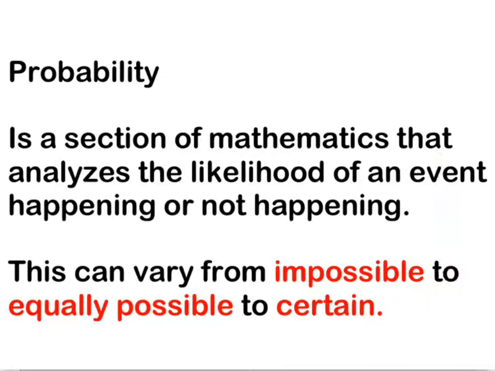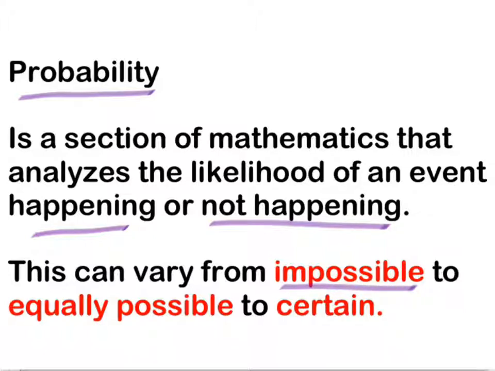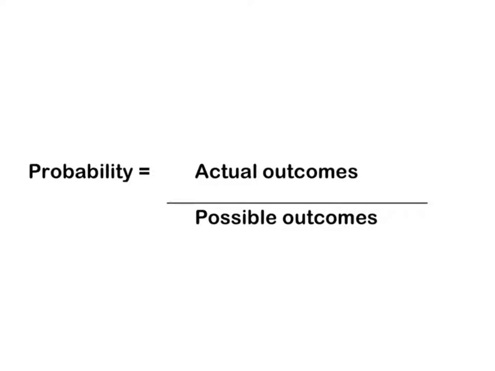I upload daily. Okay, today we're busy with probability. Probability is a section of mathematics that analyzes the likelihood of an event happening or not happening. So this can vary from impossible to equally possible to certain. So there is a formula that we're going to apply. The formula is probability equals the actual outcome divided by possible outcomes.